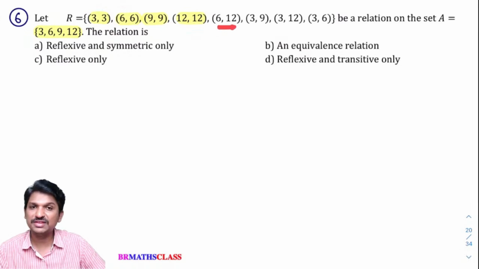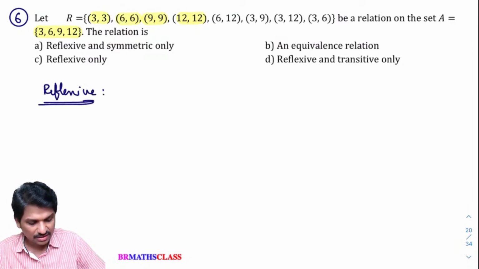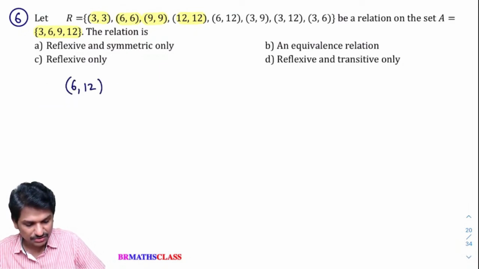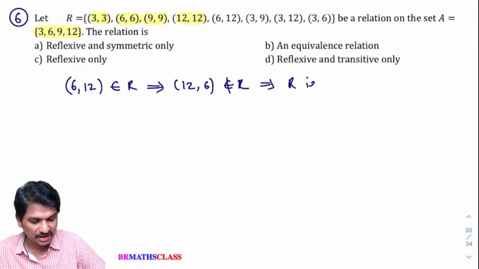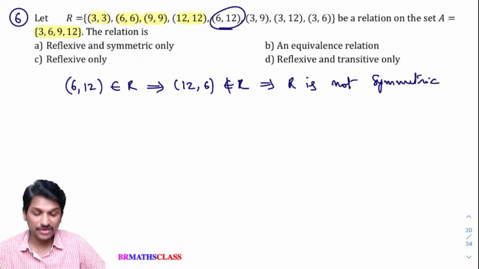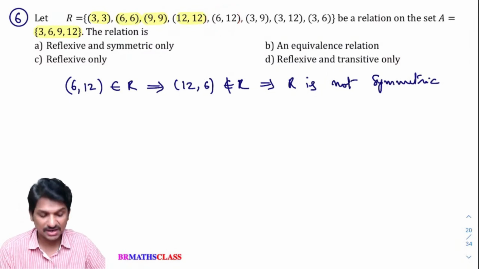Look here, 6, 12 is there. If you start from here, take 6, 12. You look for 12, 6. Does 12, 6 belong to this relation? Where is 12, 6? Nowhere. 12, 6 is not in this relation. So, what I'll say here, when it comes to reflexive, it is reflexive. I'll write it down. It is reflexive. Okay. Symmetric. 6, 12 belongs to the relation, but 12, 6 does not belong to the relation. Because of this reason, we say that R is not symmetric. See, for every ordered pair, if a comma b belongs to the relation, then b comma a must belong to the relation. Then only we say that that relation is symmetric. So this relation is not symmetric.